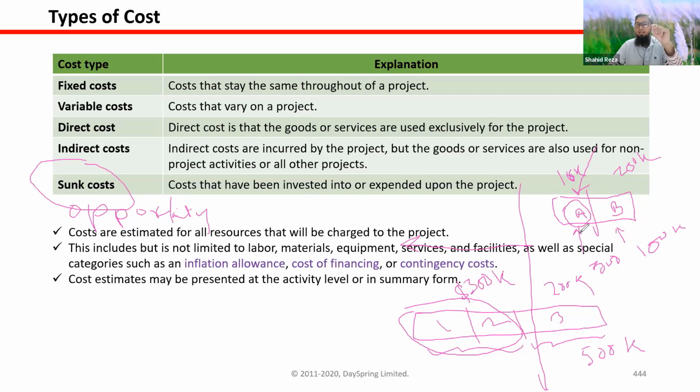So if they decide on project A, then the opportunity cost will be the 100K that they were not able to do because of the constraint or decision from management. So the opportunity they lost, the cost of that project, is known as opportunity cost. All right. So this is known as opportunity cost.